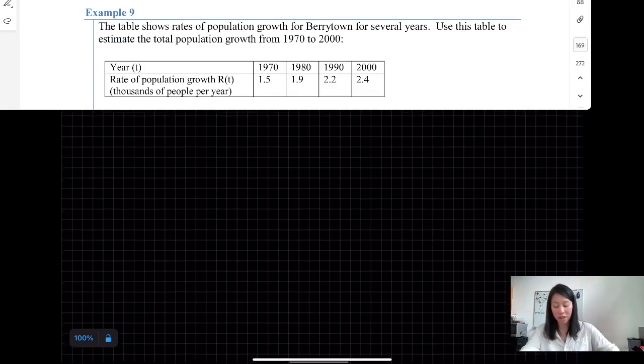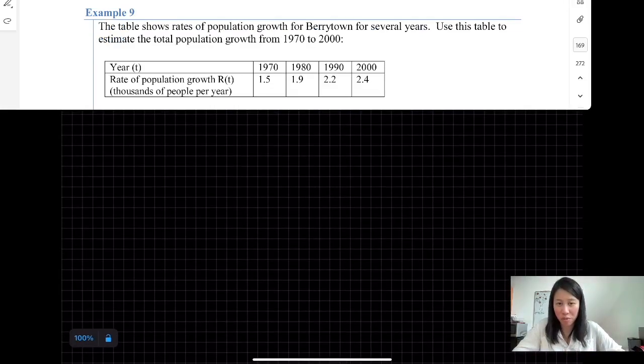So let's have another example. The table shows the rate of population growth in Barre town for several years. Use this table to estimate the total population growth from 1970 to 2000. So the rate of population growth, r of t, is in thousands of people per year. That's your y-axis, and the x-axis is year. First of all, you need to multiply these together and see if they will give you an estimate of the population.